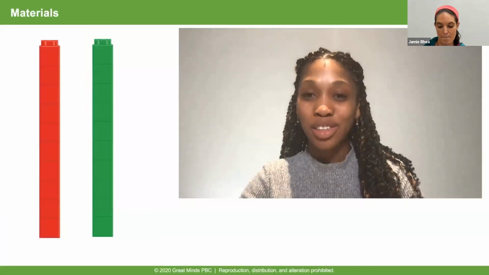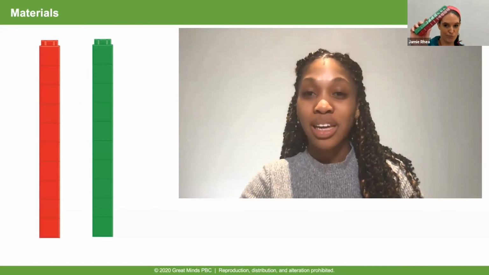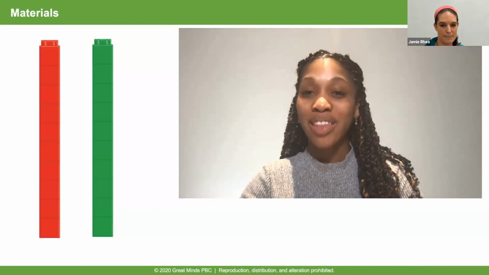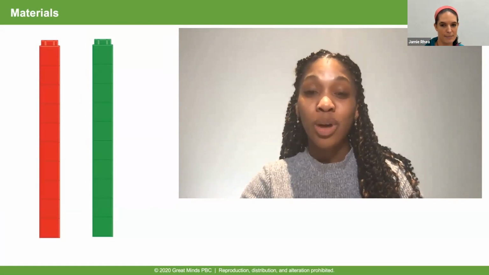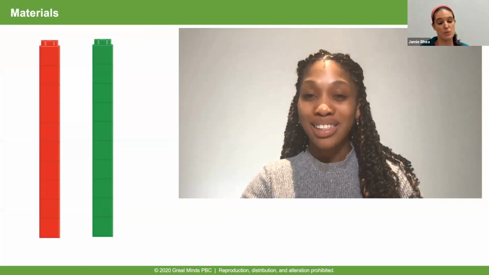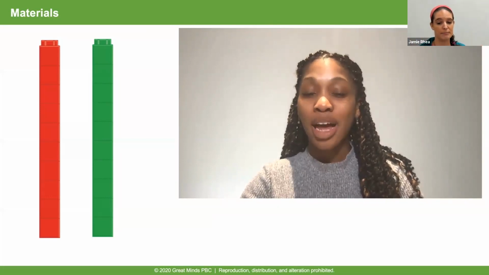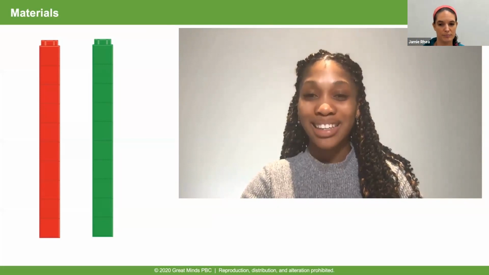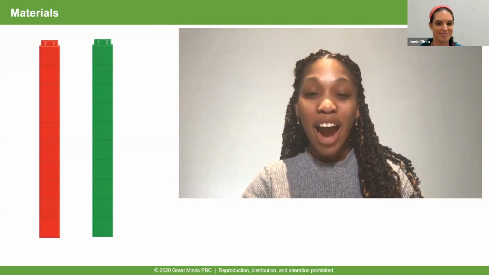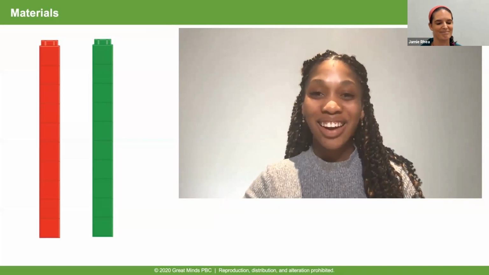On my screen to the left, you will see the materials that you will need for today's lesson. If you don't have red and green, that's okay. You can choose 2 other colors. Just make sure that you have 2 different colors of linking cubes and 10 of each color. Or if you have 2 different objects, go ahead and gather 10 of each object, okay? Pause, and I'll be right here waiting when you get back. Are you ready? Let's get started.